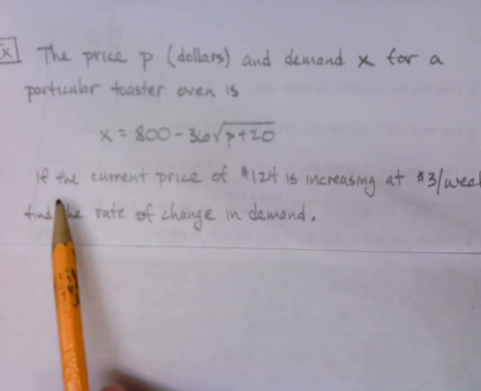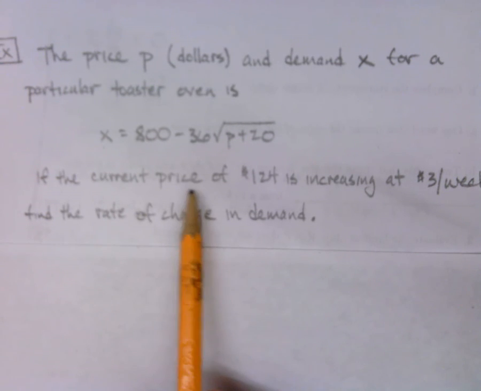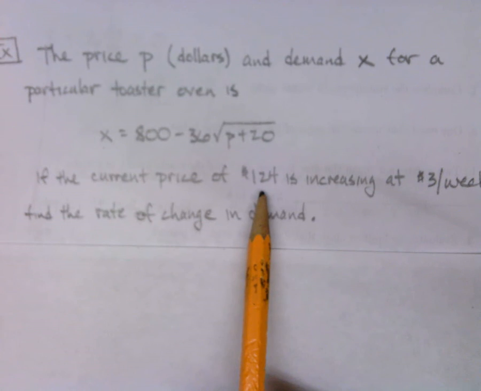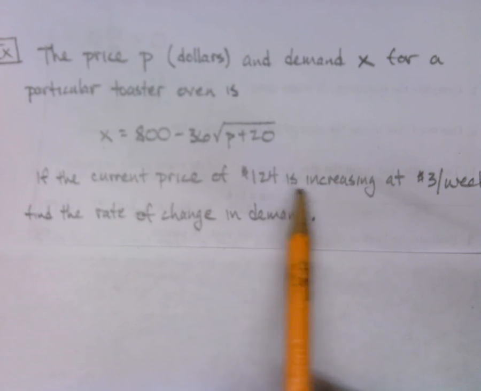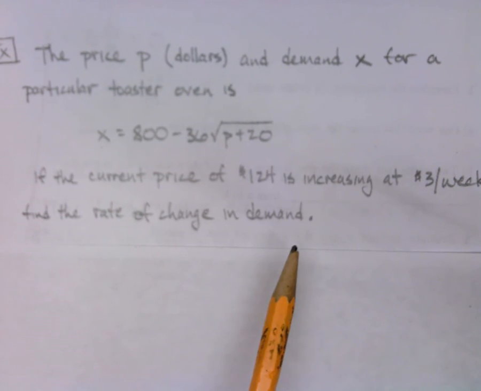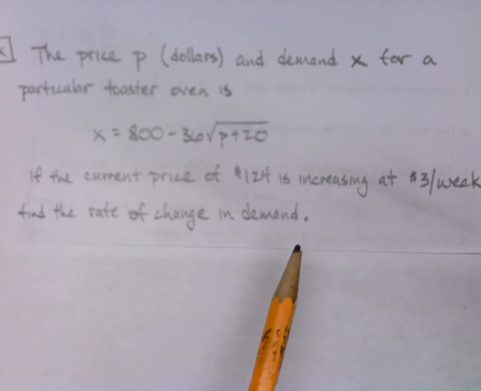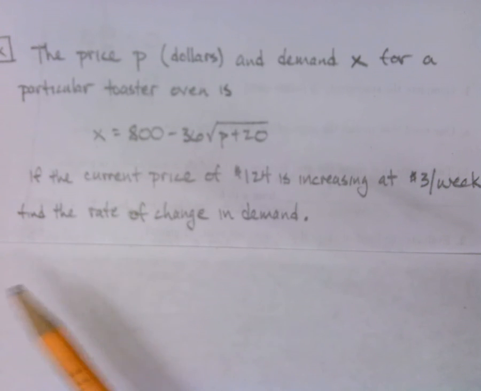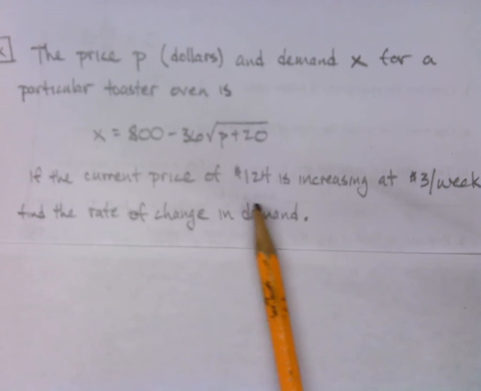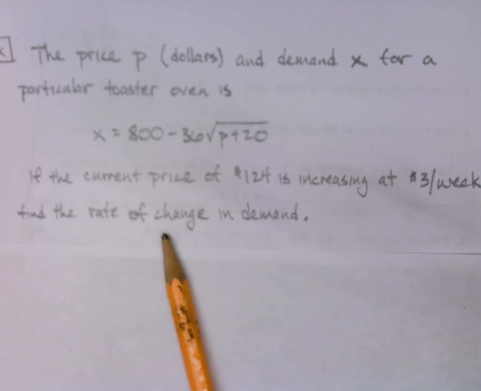Okay, so then they say if the current price of this toaster oven is $124 and is increasing at $3 per week. So I don't know if they're thinking of changing it, or if that's exactly what it is. I'm not an economics person, but okay, it doesn't matter. If the current price is $124 and increasing at $3 per week, find the rate of change in demand.